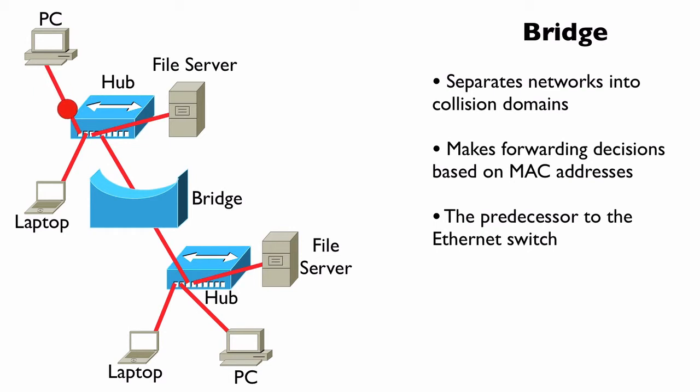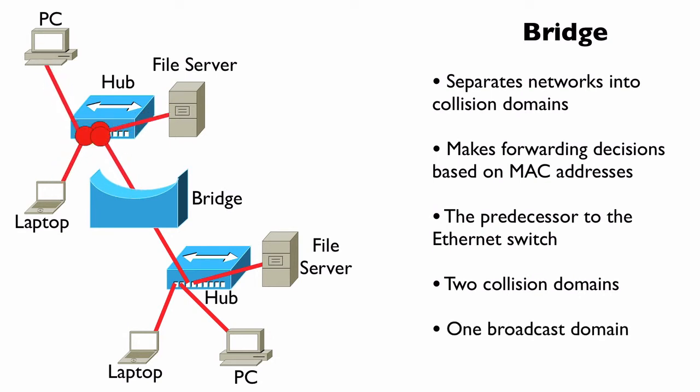But getting back to the discussion of a bridge, this bridge has two ports, therefore this specific bridge has two collision domains. But what about broadcasts? Can a broadcast traverse a bridge? Yes, it can. In fact, we need a router. A router is going to separate broadcast domains.